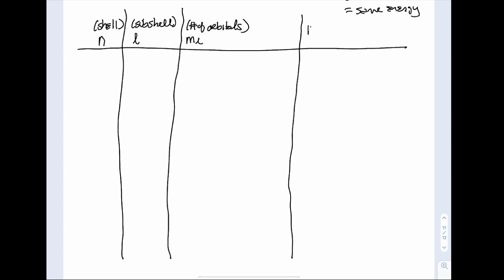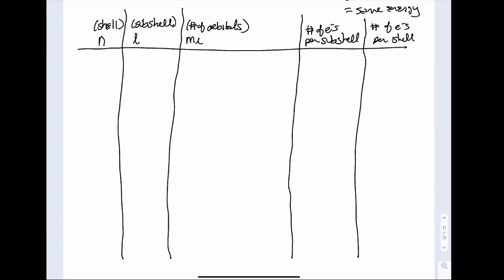Then we're going to do the number of electrons per subshell. Remember, there can be 2 per orbital. And then we'll do number of electrons per shell. We'll just total them and check our math. Couple more things. Remember, L is going to be equal to 0 to n minus 1. M sub L is negative L to positive L. We could add on here number of orientations.